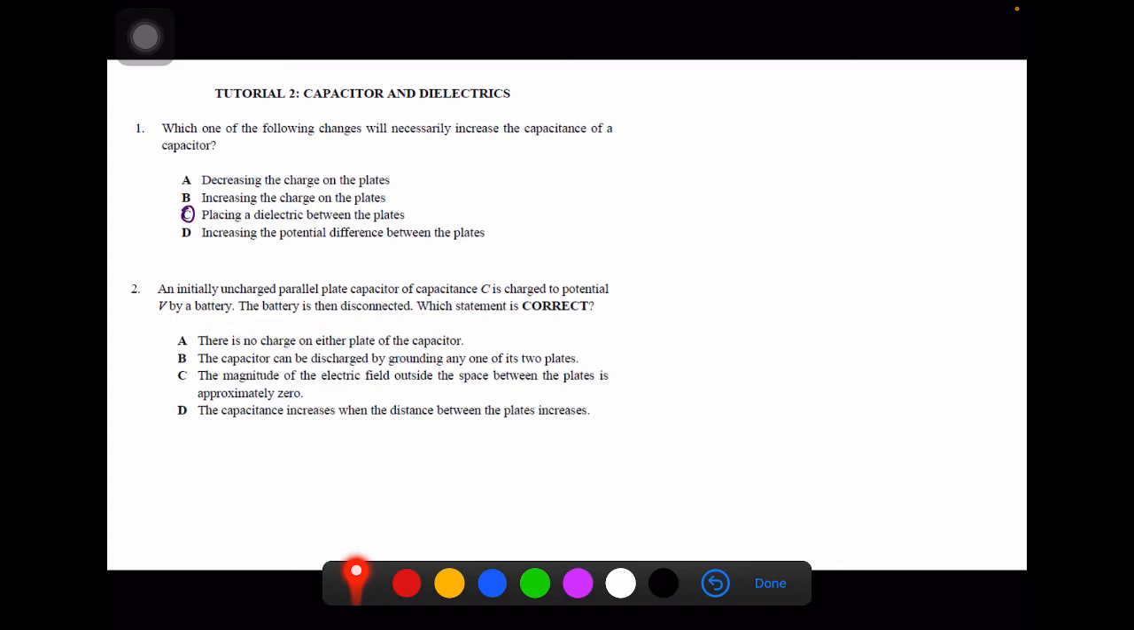So when you insert a dielectric, you will have the equation C equals epsilon R epsilon naught A over D. So basically you are changing the epsilon R.